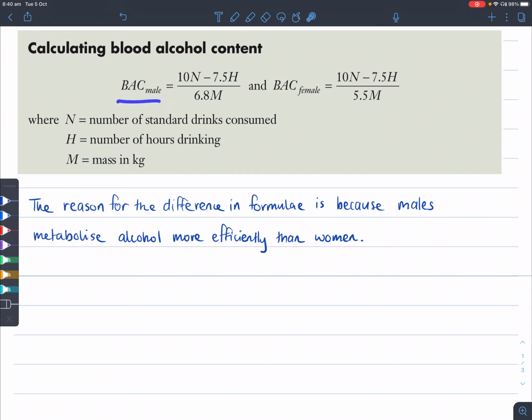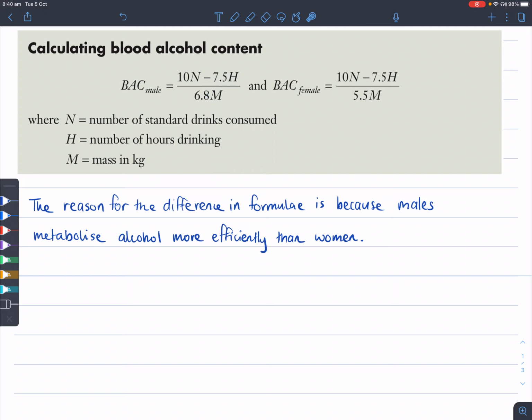So there are 2 formulas, one for male and one for the female. So BAC for the male is 10N minus 7.5H over 6.8M. And you can see that this depends on N, H, and M. And what are they? N in this case is the number of standard drinks consumed. H is the number of hours you've spent drinking, and M is the mass in kilograms.